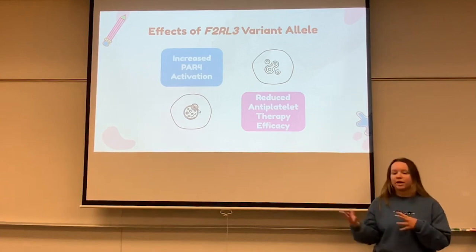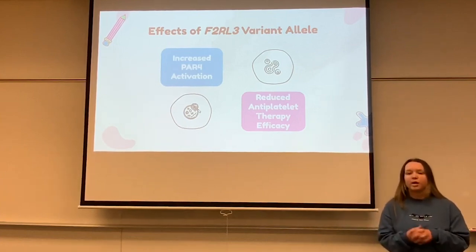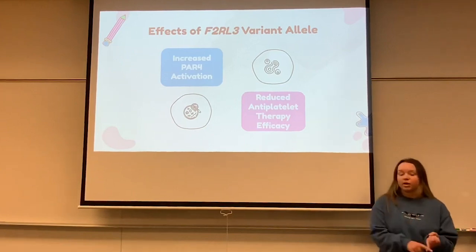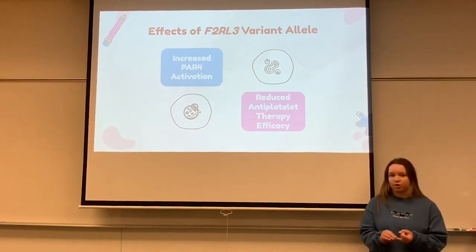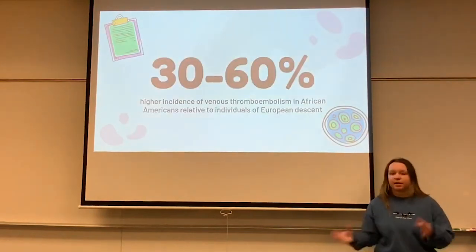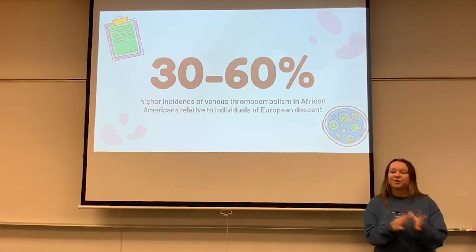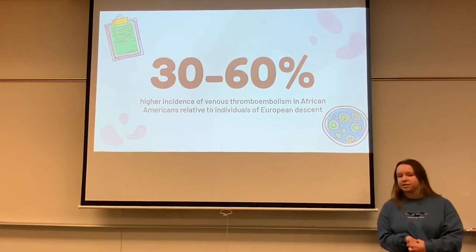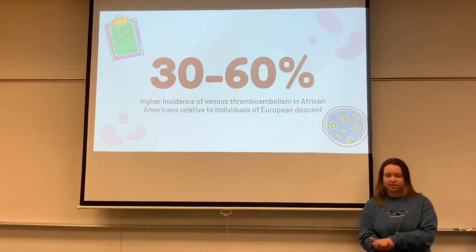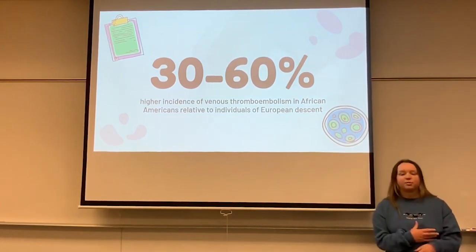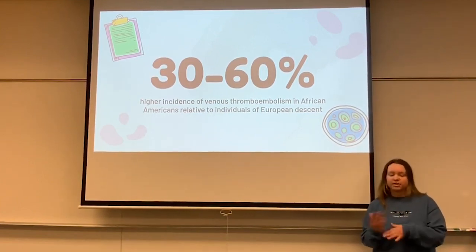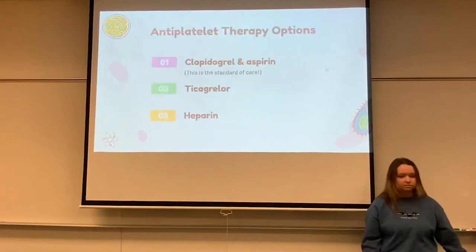So these two come together to form this really big problem where people with this threonine variant end up being not only more likely to experience clotting events, but also harder to treat them. This is something that contributes to data showing that there's a 30 to 60% higher incidence of venous thromboembolism in African American patients versus those of European descent. And there is also data to support that this PAR4 variant allele largely does contribute to this disparity.